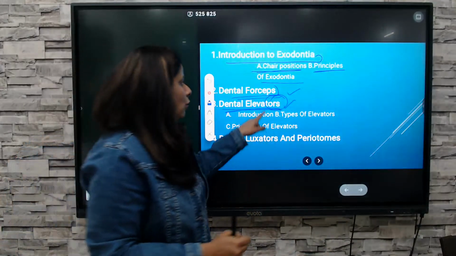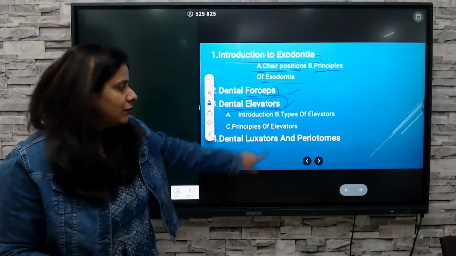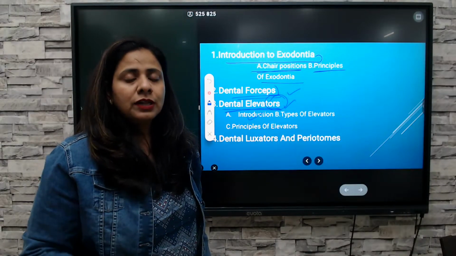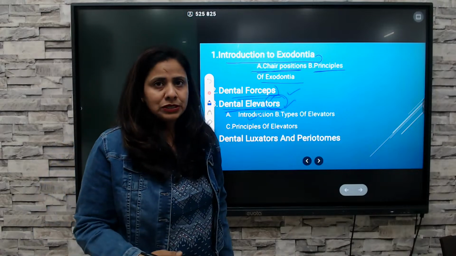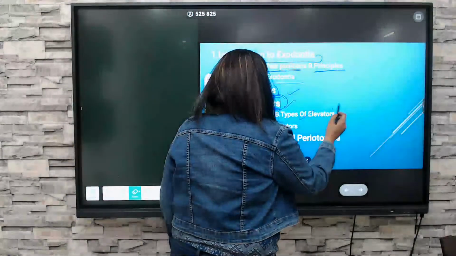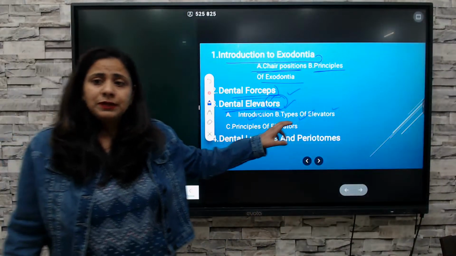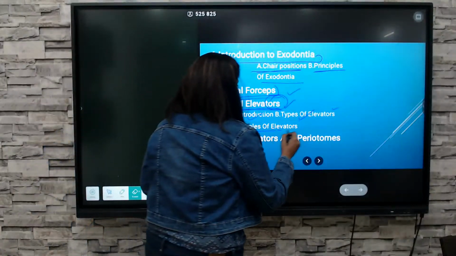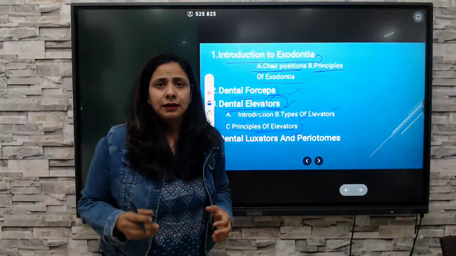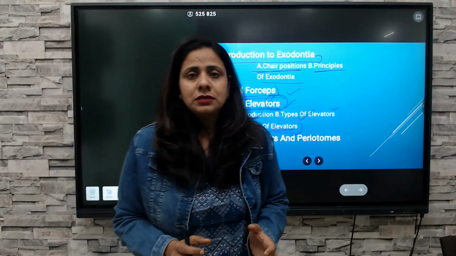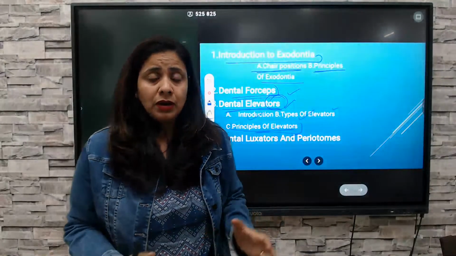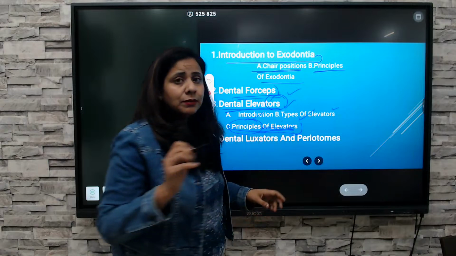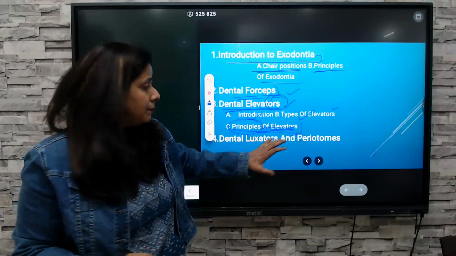So you have to be very thorough with the principles of dental elevators, which will include the introduction part. What are they? How do they look? What are the different types of elevators that we use in oral surgery? And then of course the principles of the elevators. Because if you're not following principles of anything in dental or the medical line, failures or disasters will happen. So we do not want that. So principles of exodontia or elevators is extremely important. We are going to discuss that in detail.